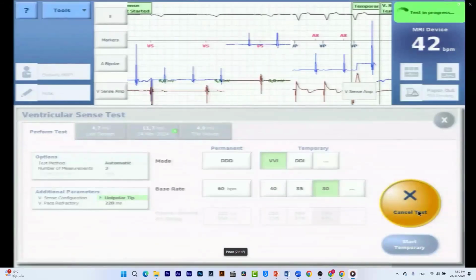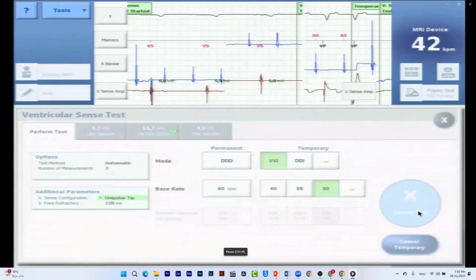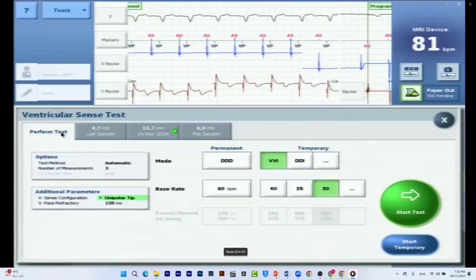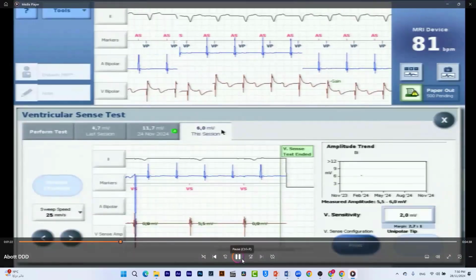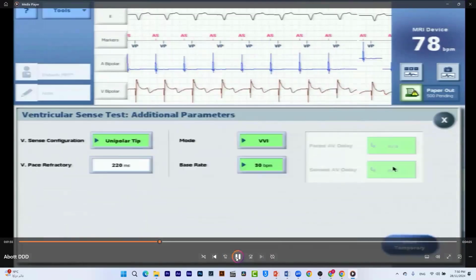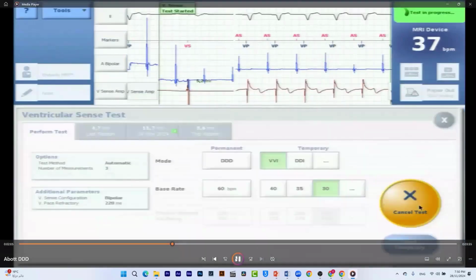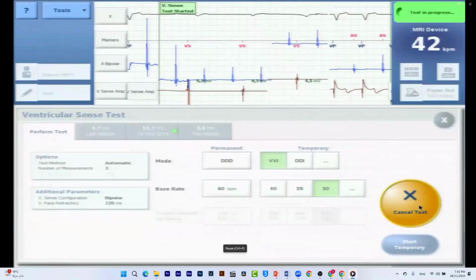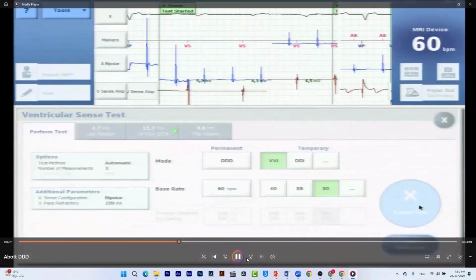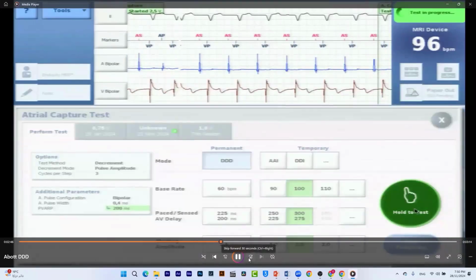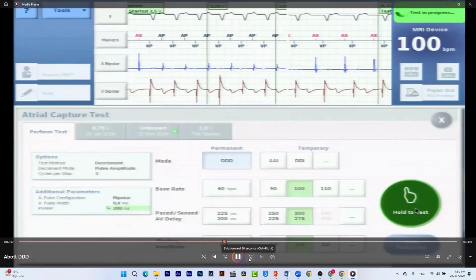Six for 5.5. Okay, and I will also check again unipolar ring. I will give you the unipolar ring. And I already checked the unipolar ring and unipolar tip because the sensitivity is 4. It is a little bit low, but it's okay.